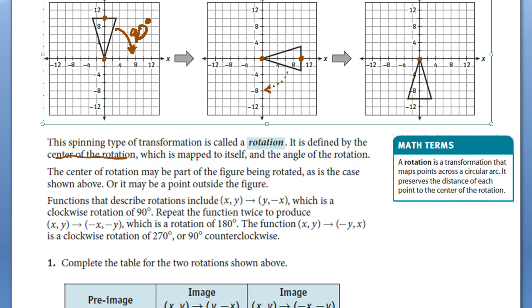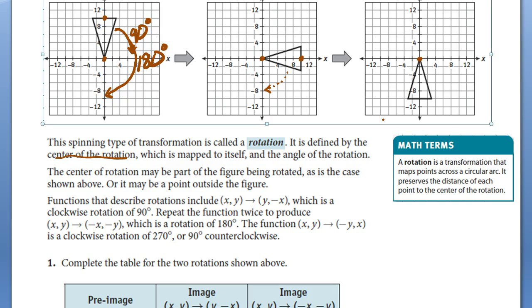If you repeat that function twice, it produces x, y goes to negative x, negative y. This is a rotation of 180 degrees. This is this third picture when compared to the very first one. This triangle has rotated clockwise 180 degrees, a half turn, and ended up like this. And the coordinates of all these different people in the band are all adjusted, except for that one guy at the center.